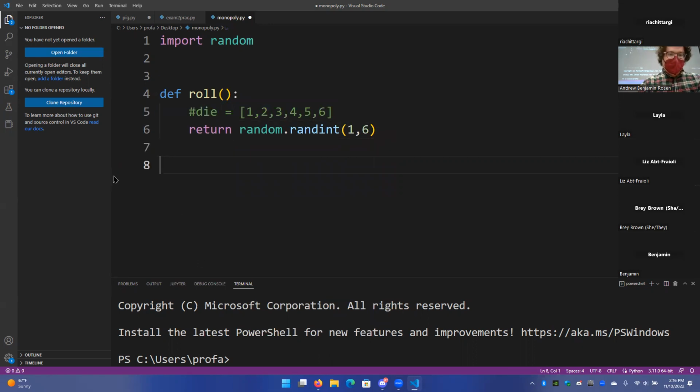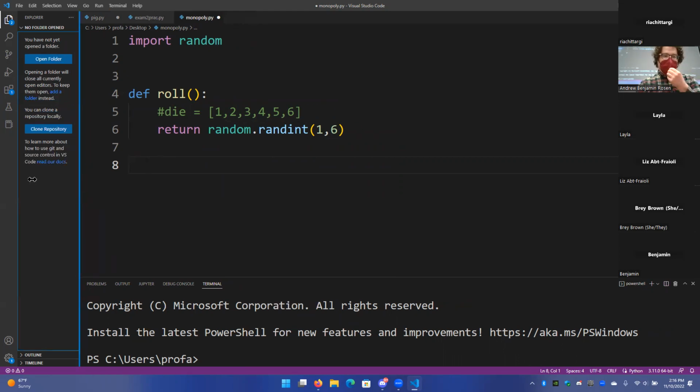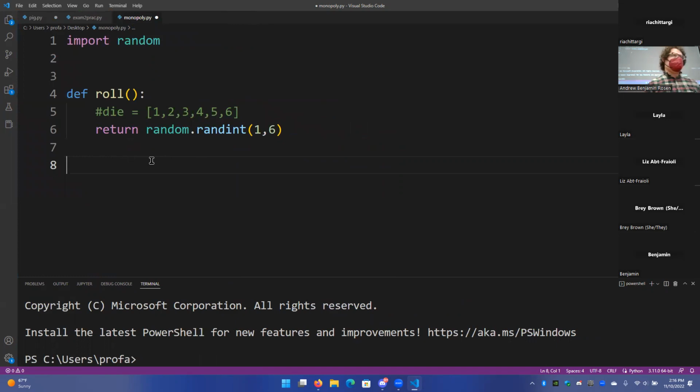All right, so we've got our function for rolling a die. Now we need to simulate essentially a single thing of what we're simulating. In this case, the case of a turn.